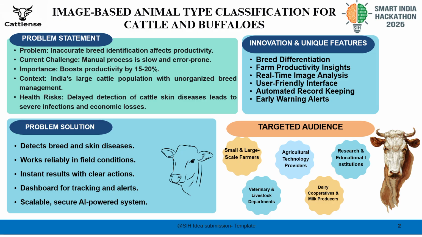So here we bring our Cattlense, an AI-powered smart farming solution. With just a photo, Cattlense can instantly identify cattle breeds, detect early signs of diseases, and maintain digital records of each animal. So Cattlense empowers farmers to make faster, smarter, and more profitable decisions.